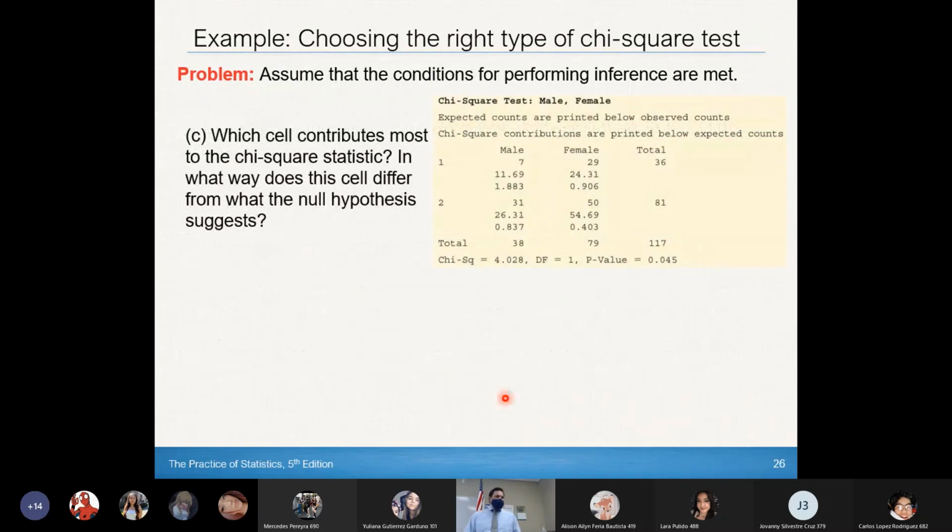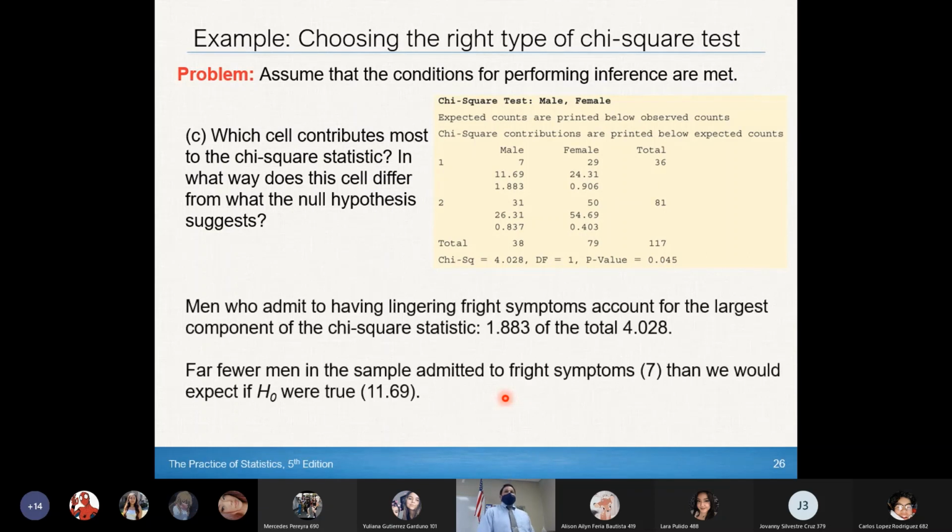Which cell contributes most to the chi-square statistic? In what way does this cell differ from what the null hypothesis suggests? Right, men who admit having lingering fright symptoms account for the largest component of the chi-square statistic. Right, 1.883 of the total 4.028. Right, it's almost twice as large as the next largest one. Far fewer men in the sample admitted to fright symptoms, 7, than we would expect if the null hypothesis were true, 11.69.